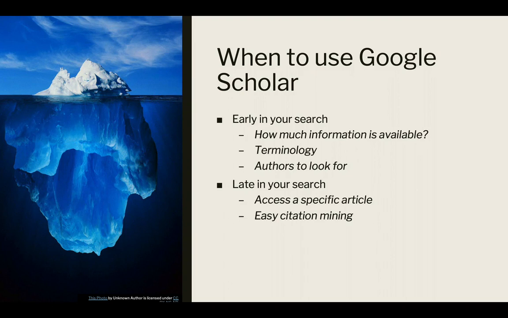However, you can use Google early in your search, just to find out how much information is available, kind of what's out there, discover some terminology that's used in the field or discipline, and some authors to look for, because when you get very narrow on a topic, you may find that the same authors are coming up repeatedly. If you're late in your search, you may want to use Google to access specific articles or use it for easy citation mining.